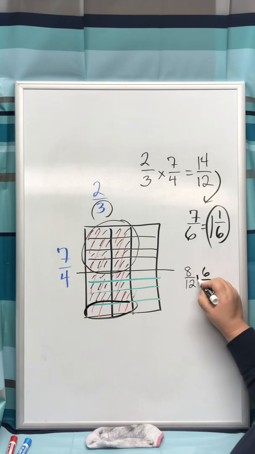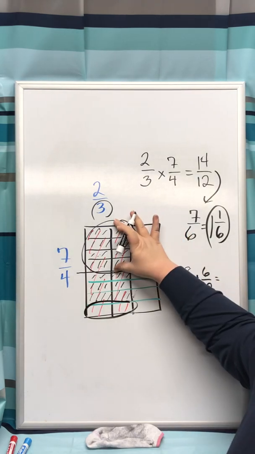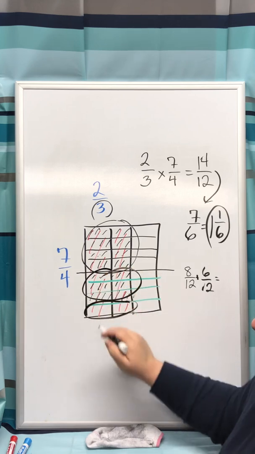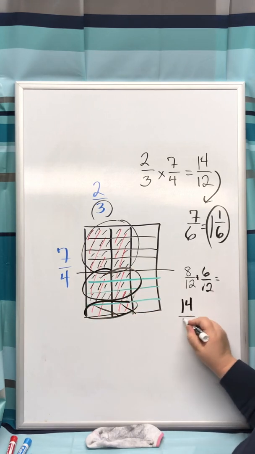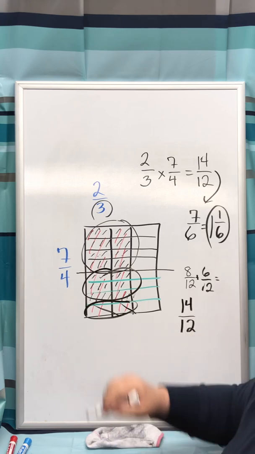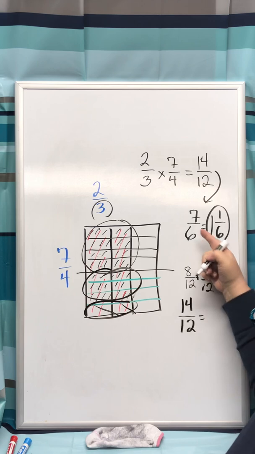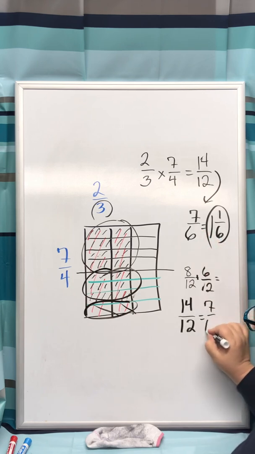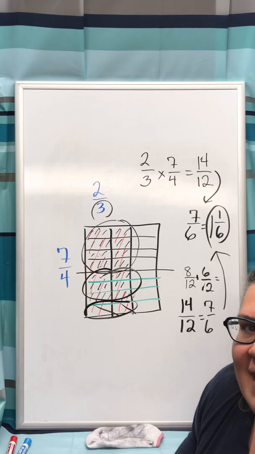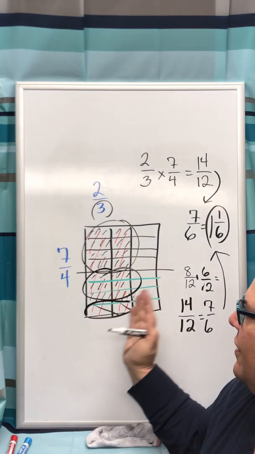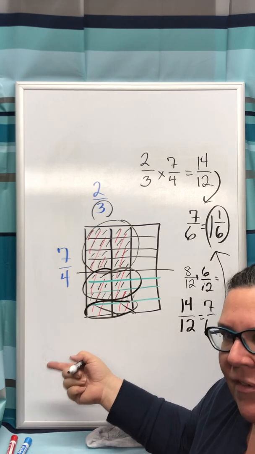So when I add 8/12 plus 6/12, not including those, I end up with 14/12. That's what I had up there. So same thing, I simplify it down to 7/6, and I simplify it up to 1 1/6. This method might be a little bit more confusing because of that improper fraction.